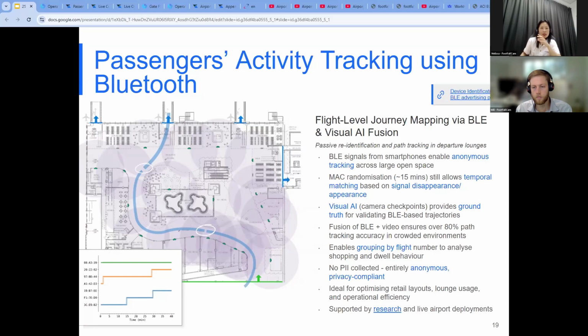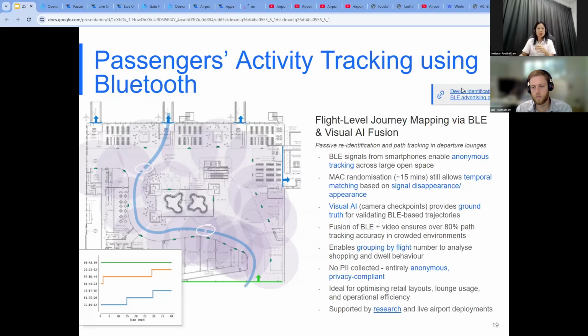These sensors are deployed at each of the entrances and also key corridor points, and they provide AI-based people counting and in-app analytics. At the same time, they passively listen for Bluetooth signals from the passenger's mobile phone. Now, BLE alone is not perfect because, as we probably know, MAC addresses randomize every 15 minutes. But by combining this with the video ground truth, we can normalize and cross-validate the tracking patterns.